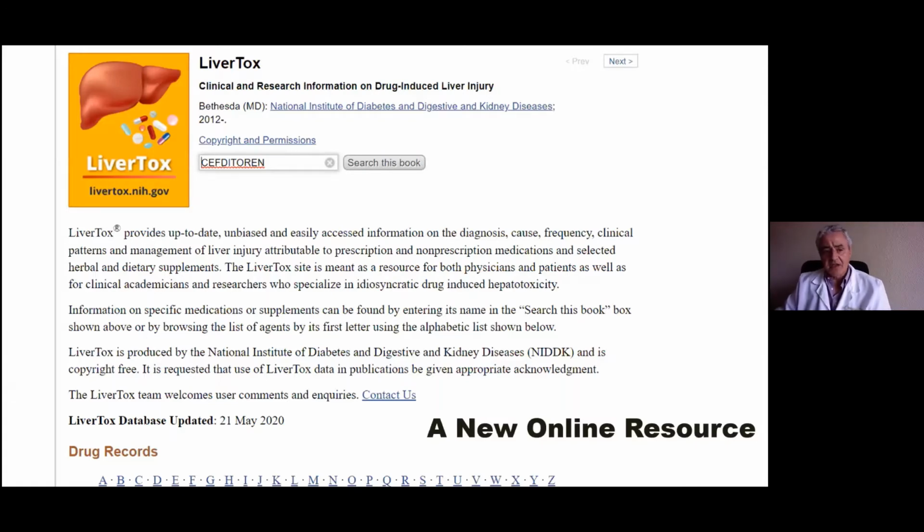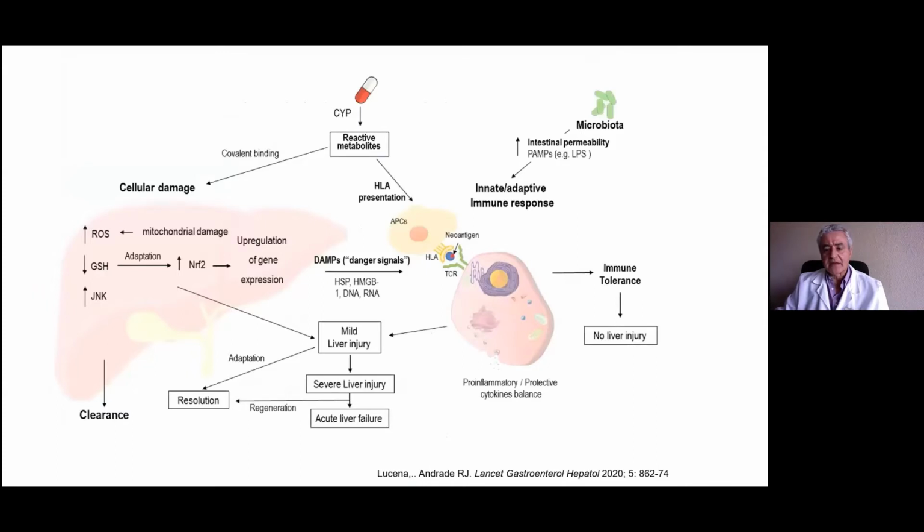The NIH, the National Institutes of Health, were able to build up a free access webpage in which there is updated information on several agents capable of inducing hepatotoxicity. You put the name of the suspected agent in this screen in the web page, and you get updated information on the potential hepatotoxicity of the drugs. More than 600 agents, including also herbal and dietary supplements, are listed in this web page. So this is an important resource for information on hepatotoxicity.